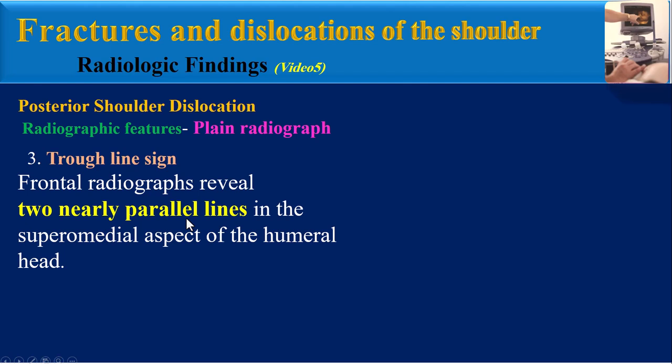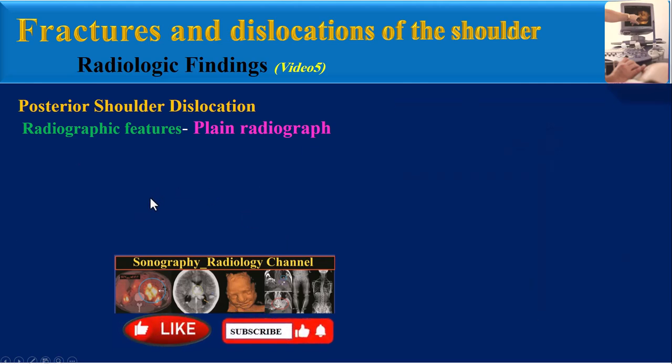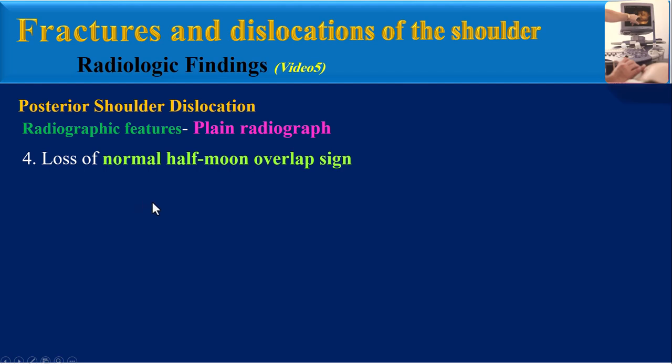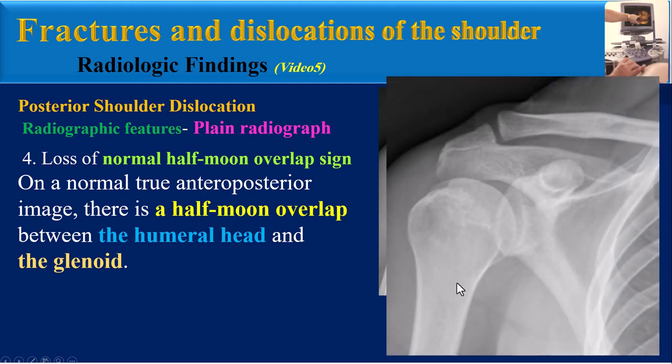Frontal radiographs reveal two nearly parallel lines in the supromedial aspect of the humeral head. Another X-ray finding is loss of the normal half-moon overlap sign. On a normal true anteroposterior image, there is a half-moon overlap between the humeral head and the glenoid.